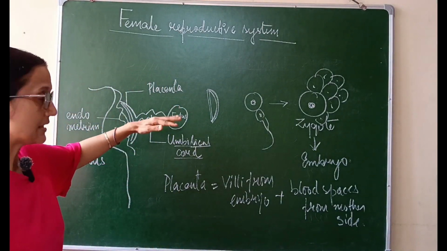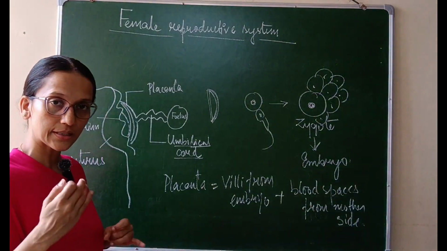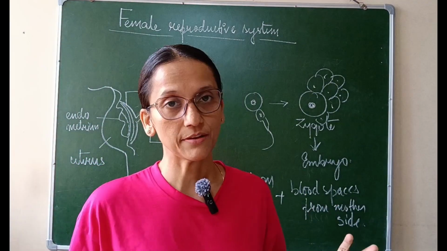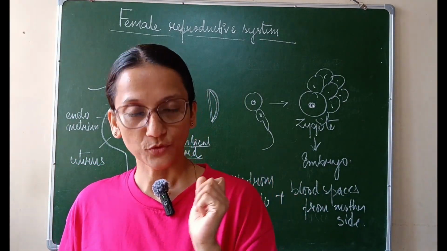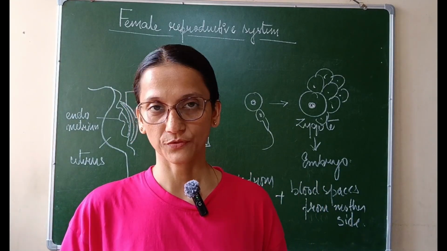इसके बाद जब ये fetus develop हो जाता है, then by contraction of the uterus, the cervix and the vagina, the developing baby or the fetus is thrown out. The developed fetus is pushed out of the mother's body.